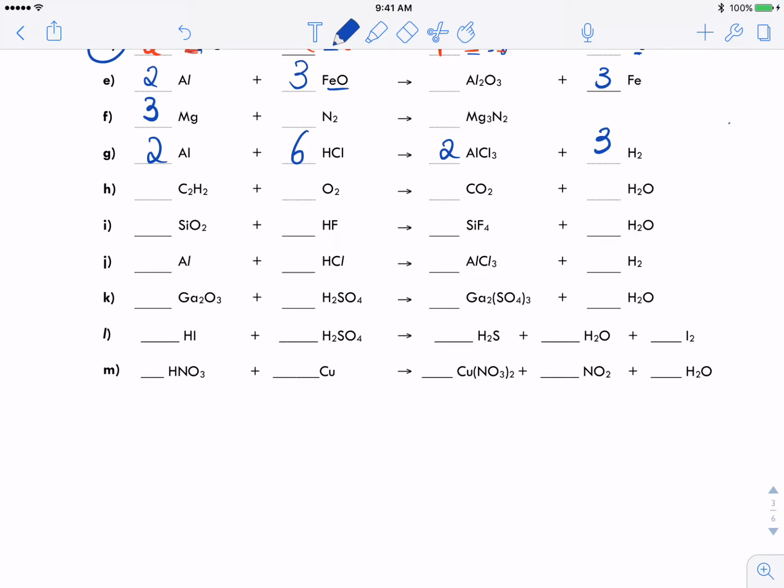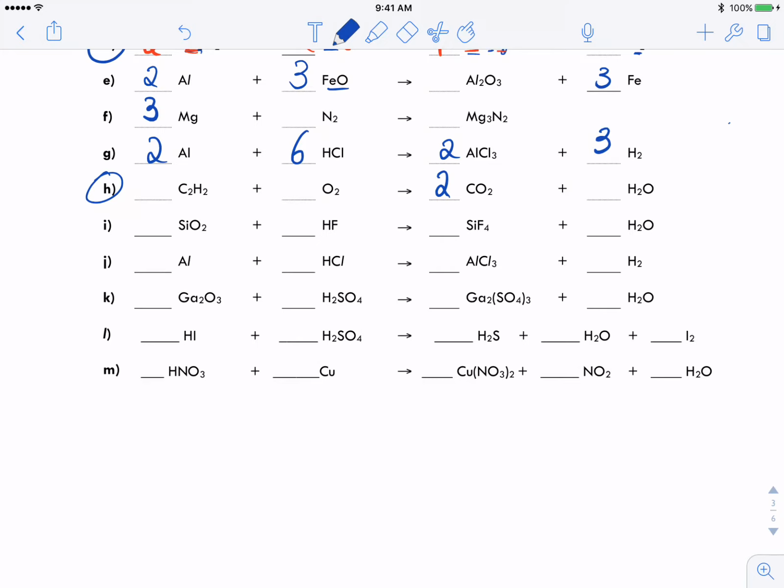Next, C2H2 plus O2. I think this is also a difficult one that students couldn't do just now. So how can I balance this equation? There's 2 carbon on the left hand side and only 1 on the right hand side, so let's just times 2 first. Next, you see that the H2 is balanced already.